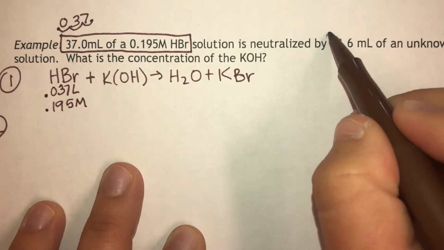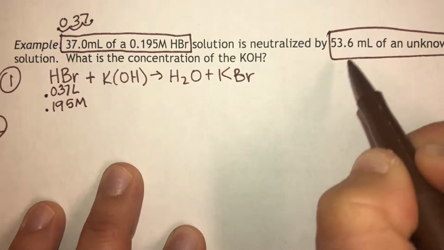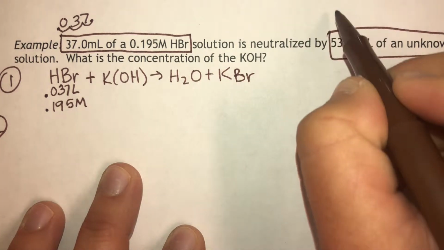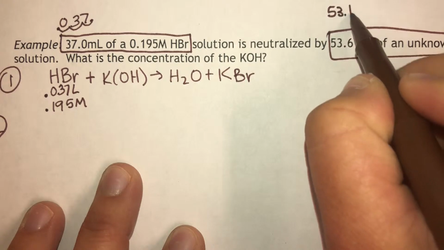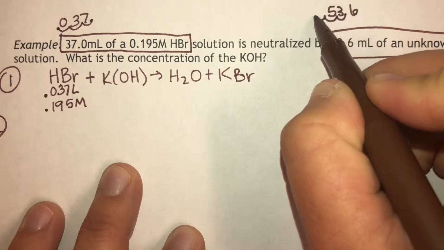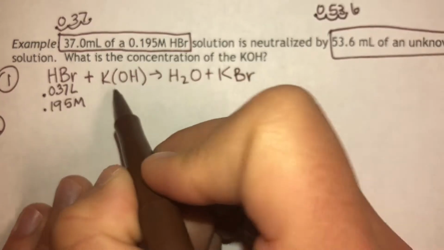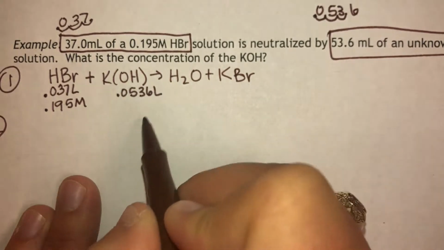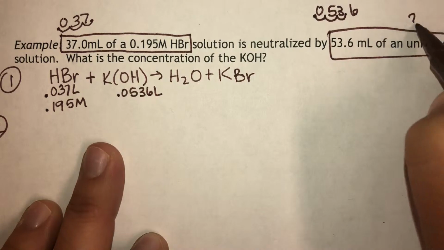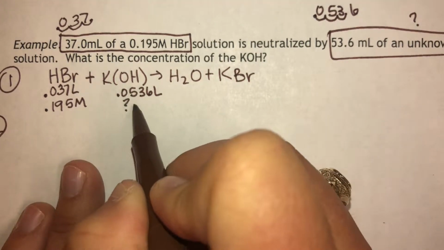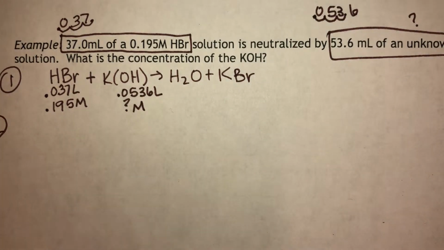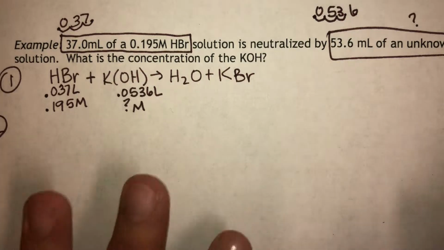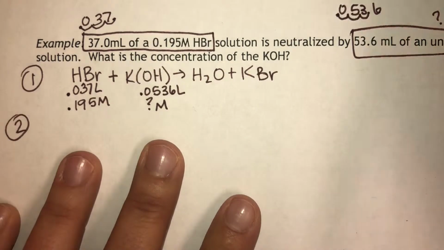And then I'm gonna go over here for KOH. They gave us 53.6 milliliters. Can't work in milliliters, so we're gonna move our decimal to the left 3 times. So it's 0.0536 liters. They did not give us molarity, so we're gonna put a question mark here for molarity. And then we're ready to start step 2.